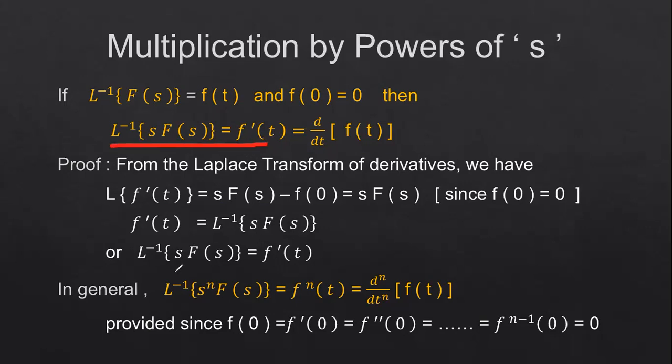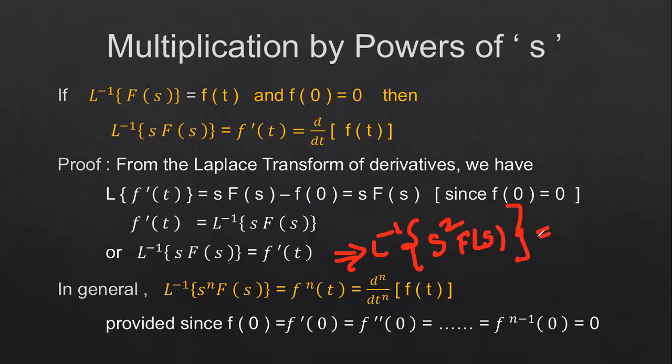This is for when s is multiplied with F of s. This is s power 1. If you go for s power 2, then what will you write here? Laplace inverse of s square into F of s. If F of s is multiplied by s square, then you have to do 2 times differentiation.